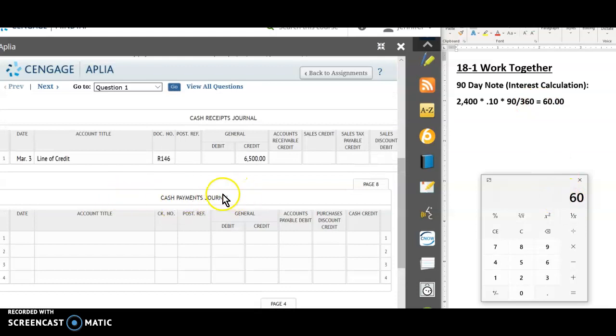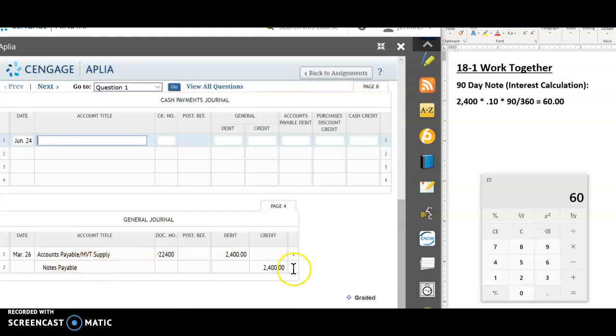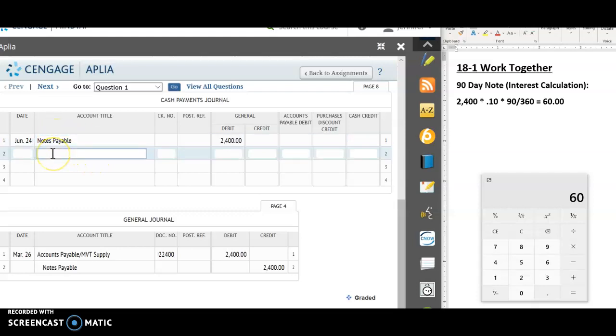All right, so in our cash payment journal, on June 24th, our debit is going to be notes payable. Because if you think about it, down here, we credited notes payable, we're paying it back. So we're going to debit notes payable $2,400. And then we're going to also debit our interest expense.